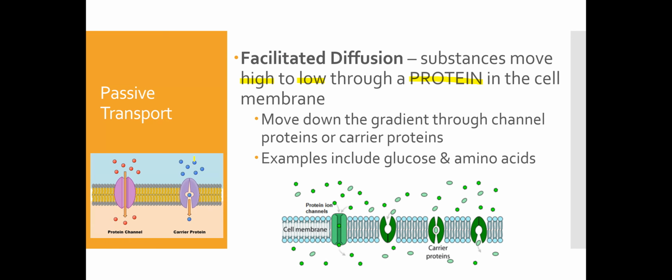So in pictures, you can see that the molecules are passing through these big chunky proteins. If it were simple diffusion, they're just passing through this bilayer here, okay? So we're still moving down the gradient. We're just moving down the gradient through a protein. And this is going to include maybe some polar molecules or some a little bit bigger substances or maybe charged particles, things like glucose, amino acids, or some ions.